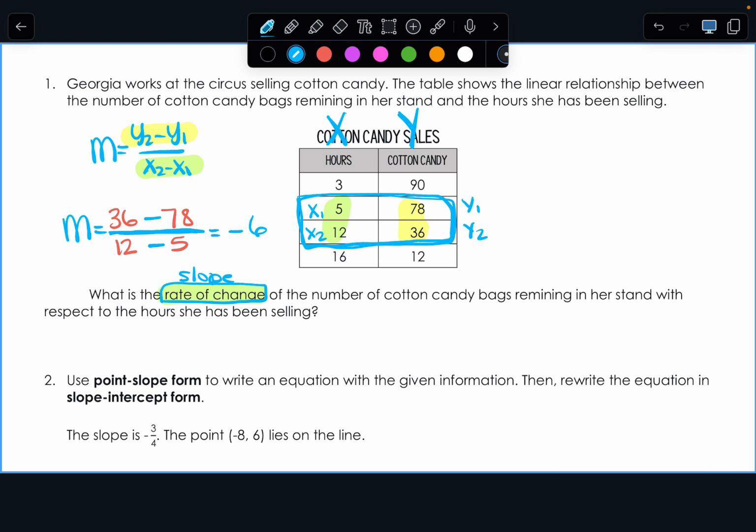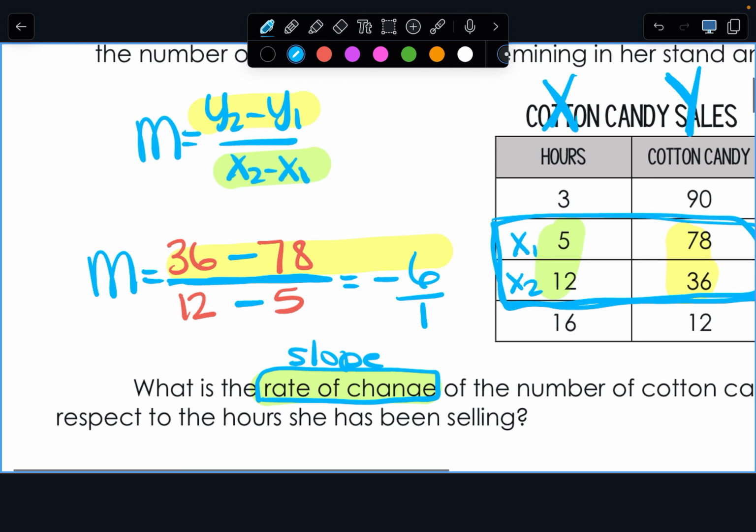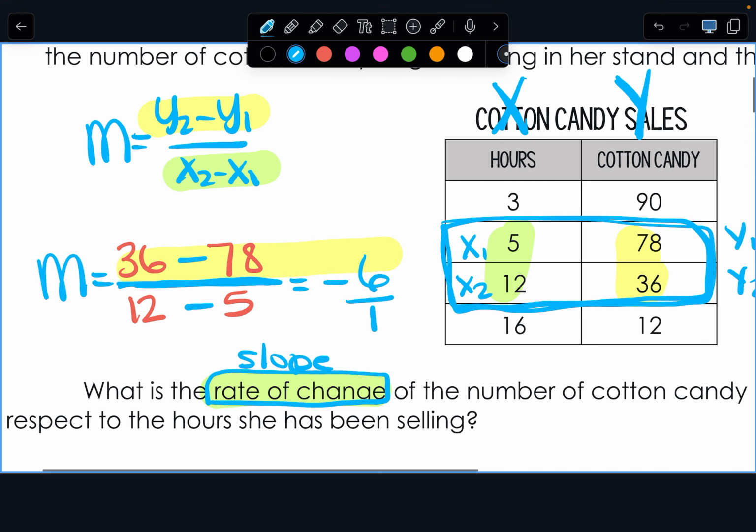Because this is a word problem and you have titles assigned to your X and your Y values, we have to describe this using words. So we need that negative 6 in fraction form. What is negative 6 as a fraction? Negative 6 over 1. Negative 6 describes your Y values. What do your Y values represent? Cotton candy. And then the 1 represents an X value.